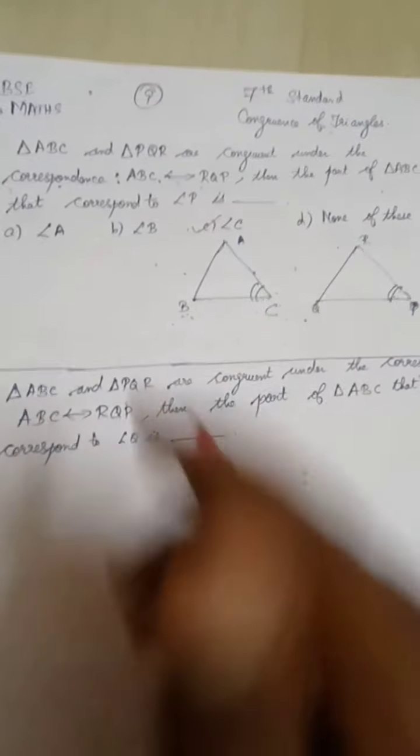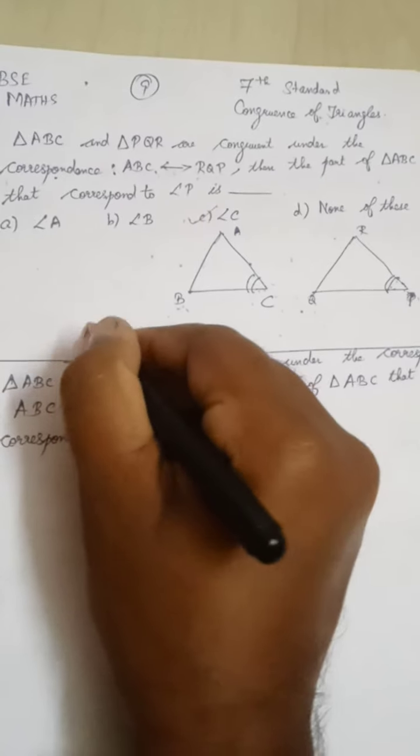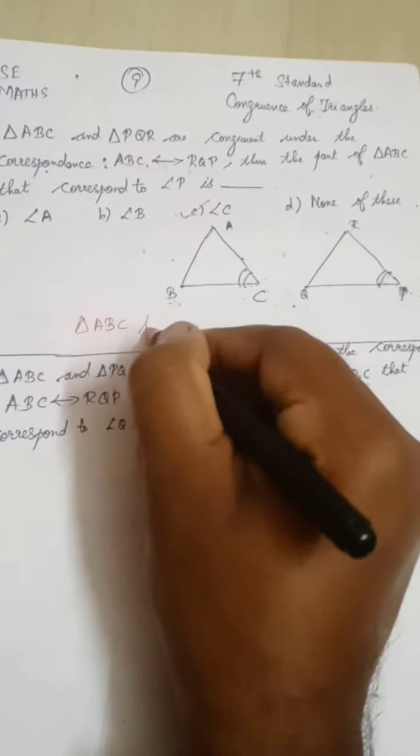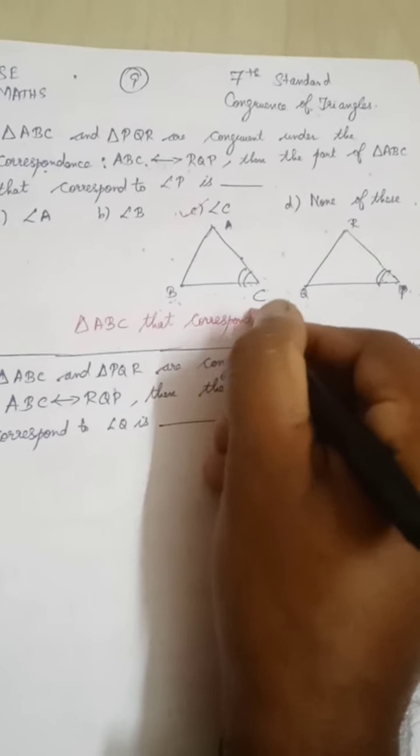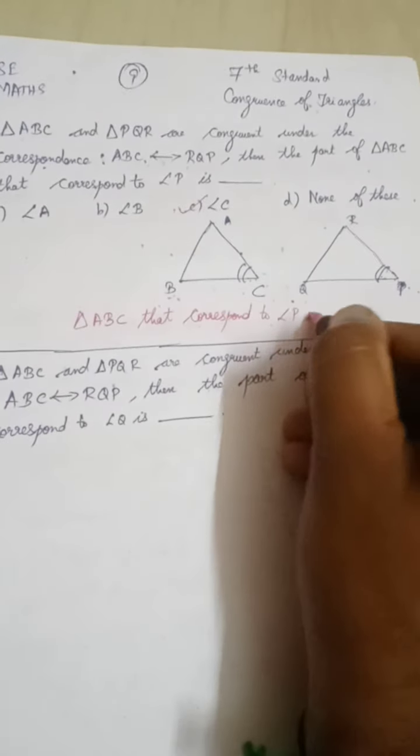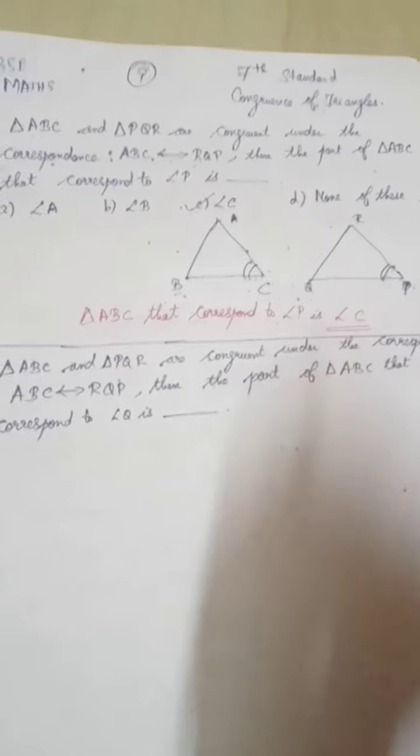So now, the part of triangle ABC that corresponds to angle P is angle C.